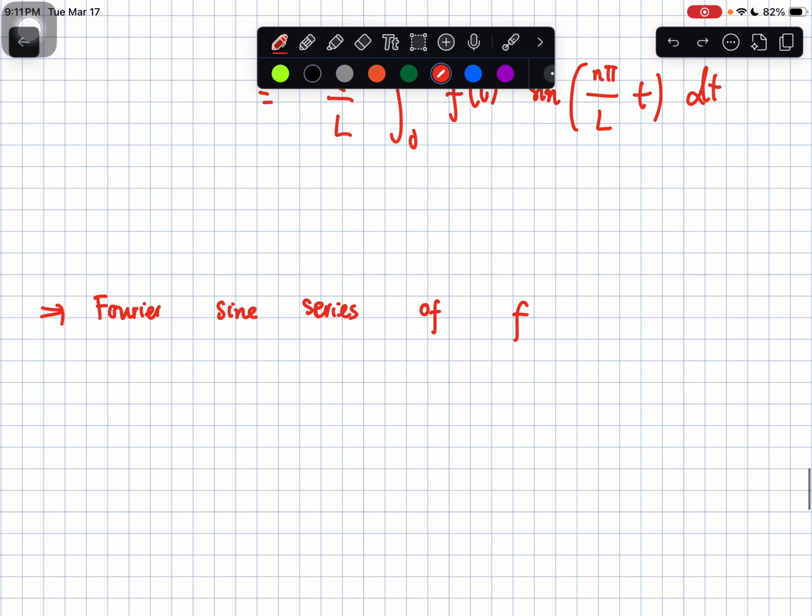f is given on 0 to L initially, and we extend f to an odd function, periodic with period 2L. So we extend it from minus L to L, and that function is one full period, and we extend it to the other intervals.